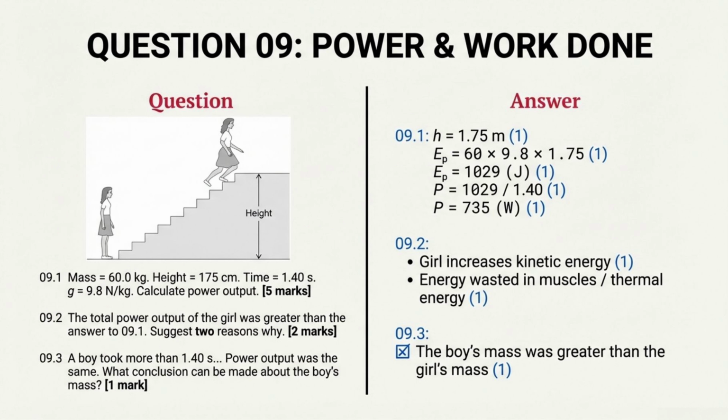Question 09. Power and work done. We have a girl with a mass of 60.0 kilograms running up a flight of stairs. The vertical height is 1.75 meters, and it takes her 1.40 seconds. 09.1, calculate her power output.